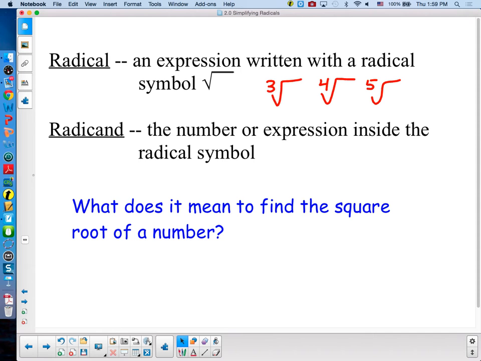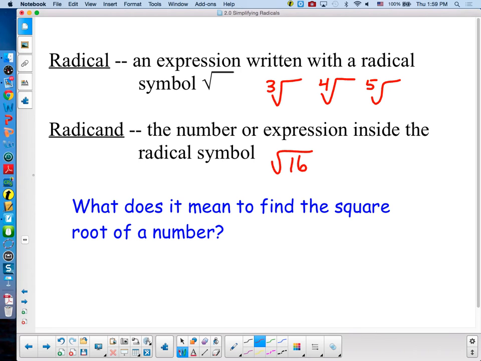The number or expression that's underneath it is the radicand. The radicand is under the radical symbol. So when you're doing something like square root of 16, the 16 is the radicand. So what does it mean to do the square root of a number? If I asked you the square root of 16, you would respond 4.